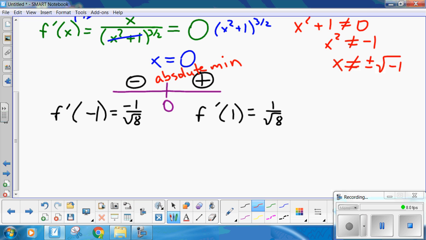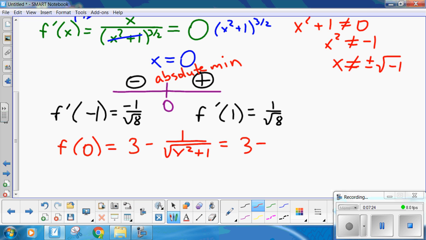Now the last question is, what are the coordinates of the absolute minimum? Well, in that case, it's f of 0, not f prime, the original function. f of 0 is what? 3 minus 1 over the square root of x squared plus 1. If x is 0, it's 3 minus 1 over 1, technically the square root of 1. 3 minus 1, which is 2. So the coordinates of the absolute minimum are (0, 2). Now, if you grab your graphing calculator, you can check all that and make certain you get a correct answer. But anyway.